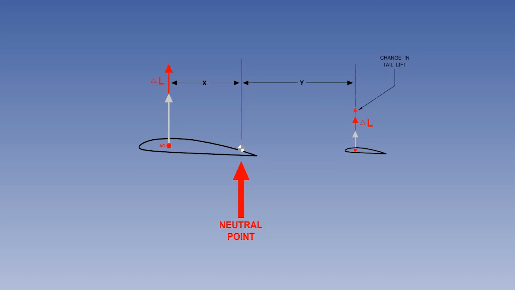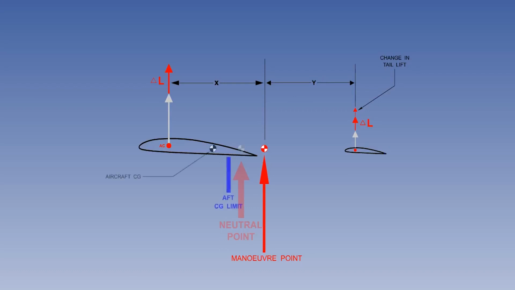If we now add the change in tail lift to the change in tailplane lift due to a gust, the CG would have to be further aft for the wing moment and the tailplane moment to balance. This CG position is called the maneuver point. The maneuver point will always be aft of the neutral point.